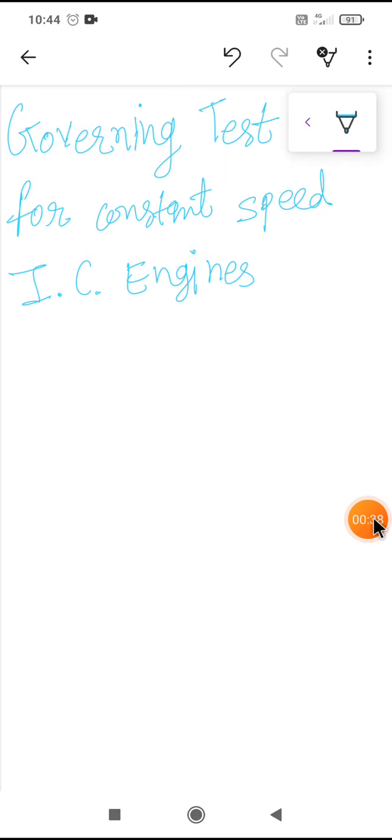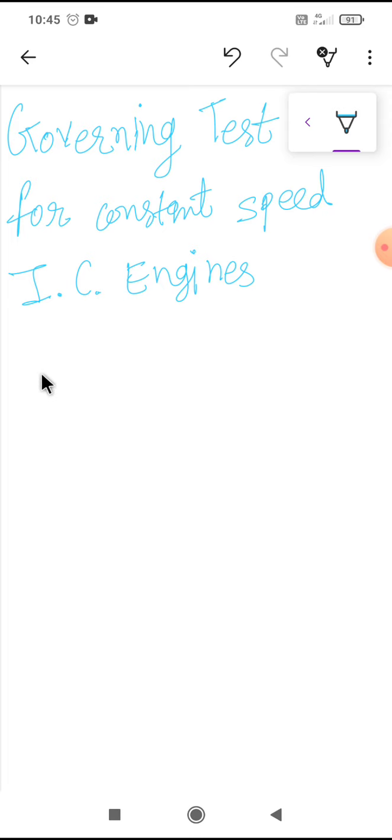What do you mean by that? As the name suggests, for a constant speed IC engine, the speed of the engine will remain constant, and we are going to test the governing. There are various terms related to governing test of an IC engine that we need to understand before moving towards the governing test. So let's understand a few terms.